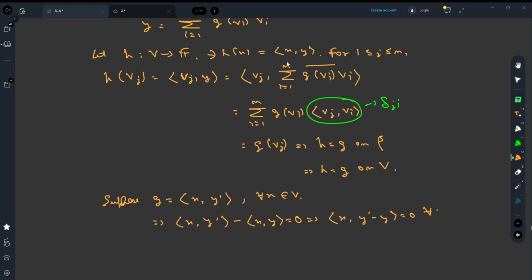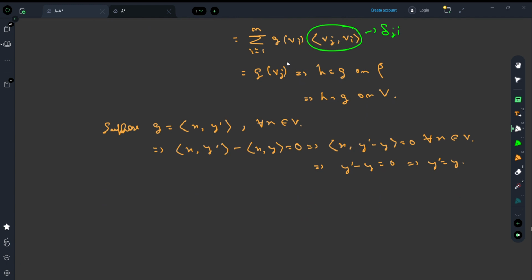That's quite an important statement. But g can also be written as the inner product of x with y, right? So this implies the inner product of x with y dash minus the inner product of x with y must equal 0. But that implies the inner product of x with y dash minus y must equal 0. But this happens for all x in V. So if I consider x to be a non-zero element, for the inner product to be 0, y dash minus y needs to be 0. But that means y dash must be equal to y, right? Therefore, this vector y we have chosen is indeed unique.